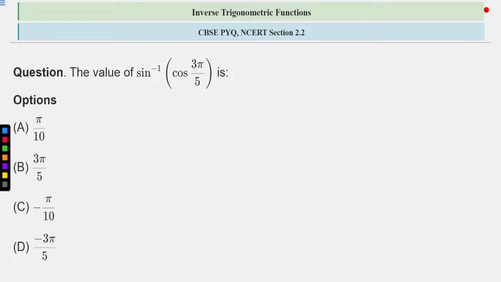So let us start with our first question, which says that we have to find the value of sine inverse cos 3 pi by 5, and the options are A pi by 10, B 3 pi by 5, C minus pi by 10 and D minus 3 pi by 5.